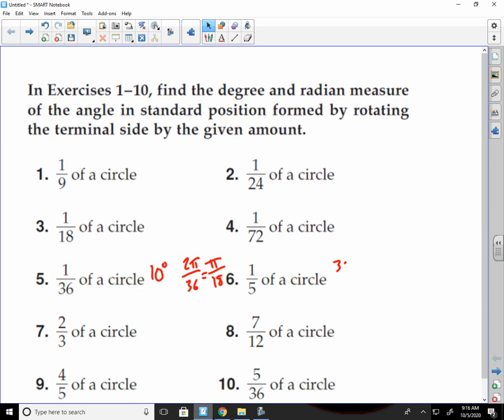1/5 of a circle, do 360 times 1 over 5. 5 goes into 360 72 times. So it's 72 degrees. And it's 2 pi over 5, which can't be reduced. That's our answer.